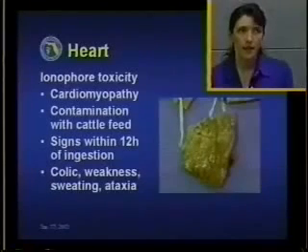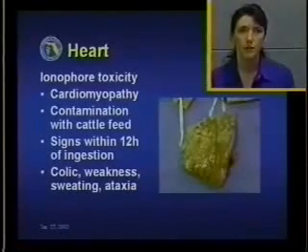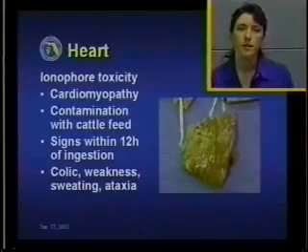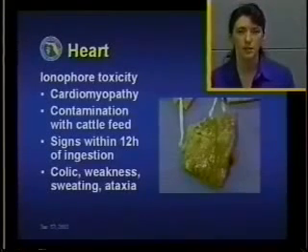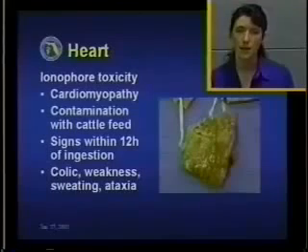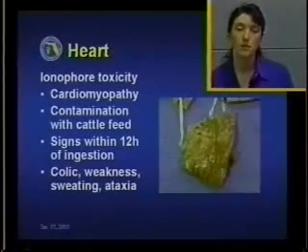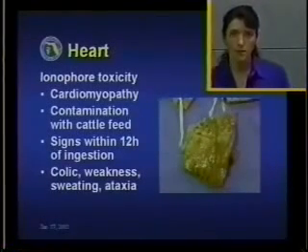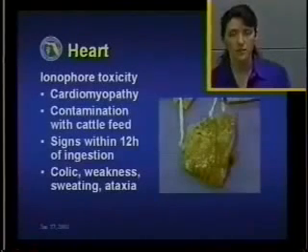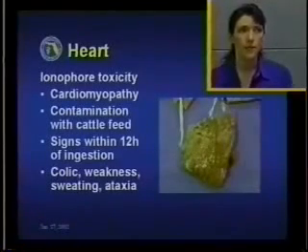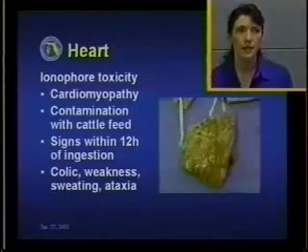Another condition that can affect horses is ionophore toxicity. And ionophores are used as supplements in cattle feed. So when you're dealing with a mill that processes cattle feed as well as horse feed, in some cases spillage can occur where the horse feed is contaminated with ionophores that are used for cattle. And horses are particularly susceptible to ionophores, which can cause various clinical signs, including diarrhea, colic, sweating, ataxia, and overall weakness.